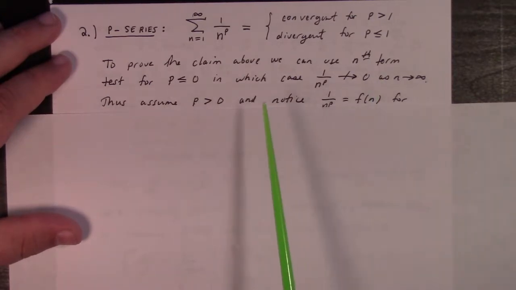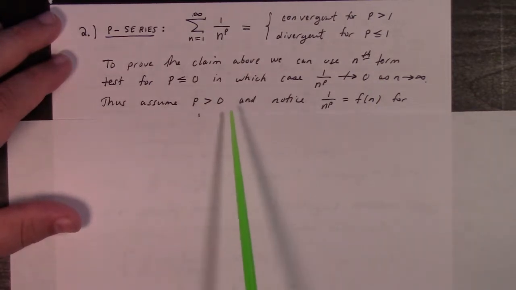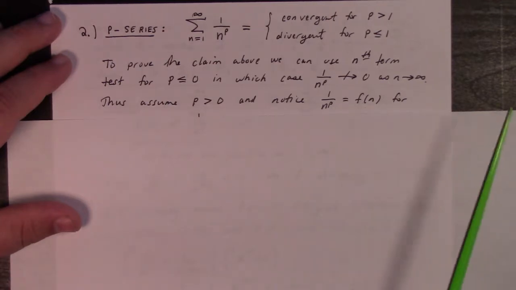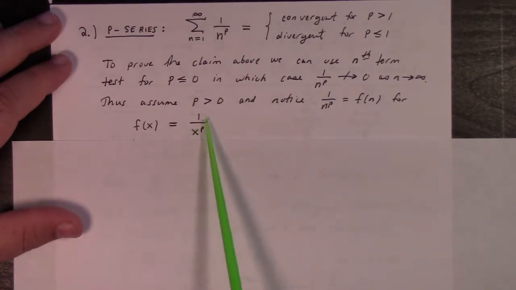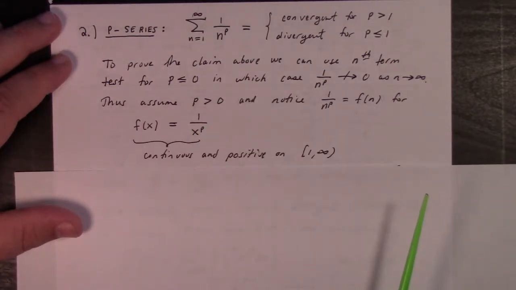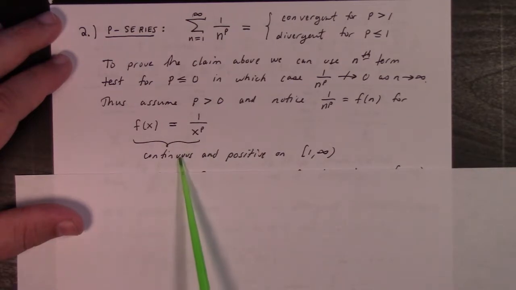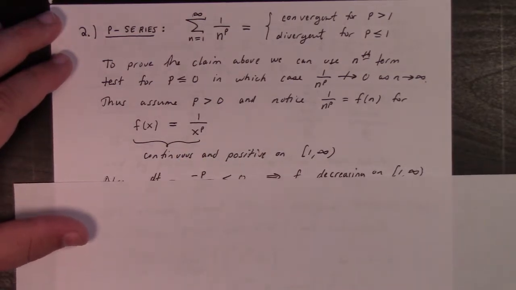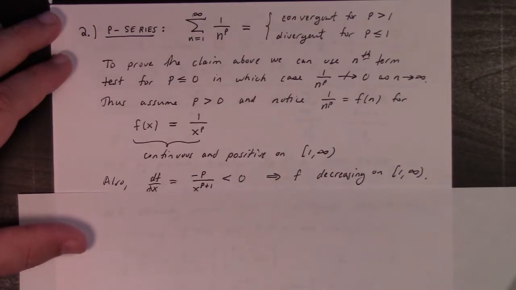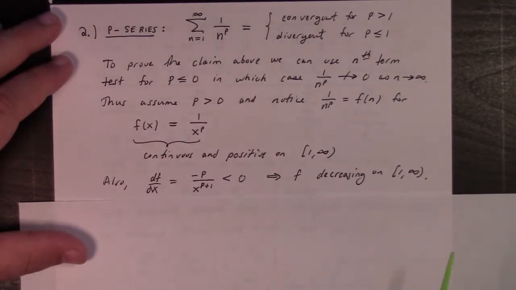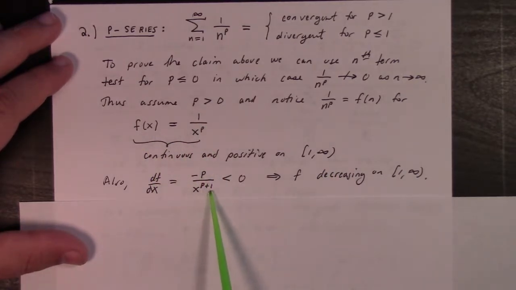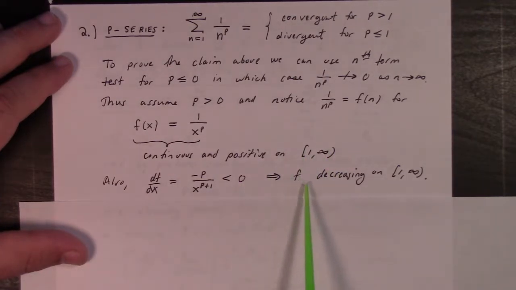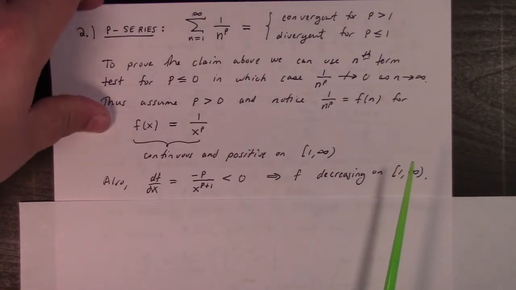On the other hand, if p is greater than 0, we can calculate 1 over n to the p equals f of n, provided that we make f of x equal 1 over x to the p. But then, it's easy to see that that's continuous and positive on 1 to infinity. We also need to show it's decreasing, right? In order to use the integral test, we need to show it's decreasing. Calculus gives us an easy proof of that, because if we differentiate this, we get minus p over x to the p plus 1, which is clearly less than 0 for x in here, and therefore f is decreasing on 1 to infinity.